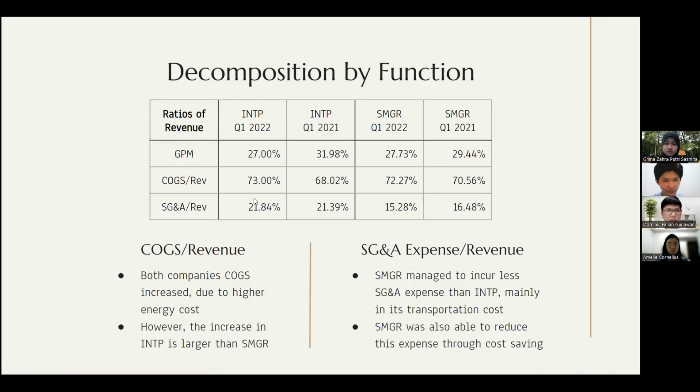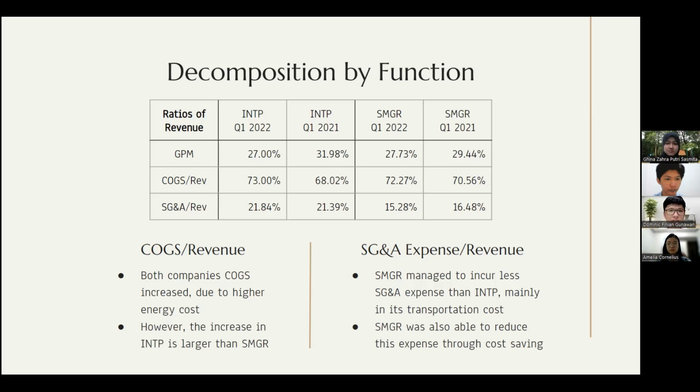We could decompose the NPM through its functions. We display the COGS per revenue margin and also the selling and general administrative expense per revenue margin. We also display the gross profit margin. However, it shows the same information as the COGS per revenue margin, as if we added up these two margins altogether, we could get a result of 100% or 1.